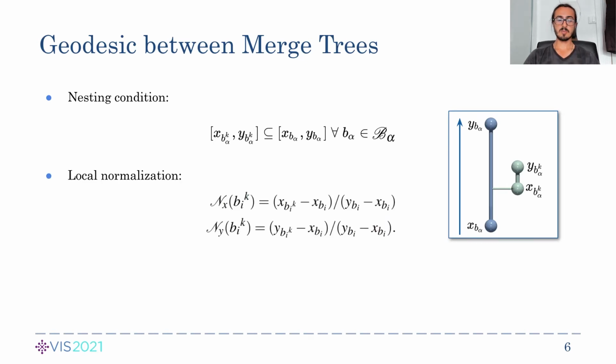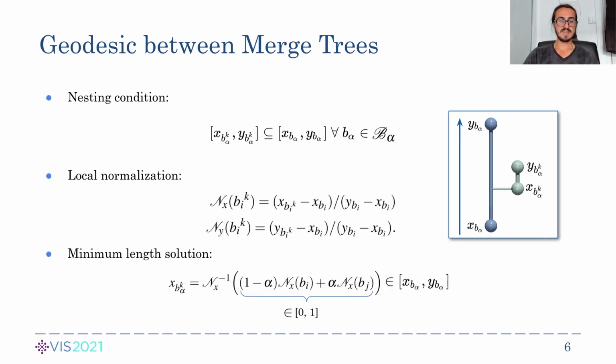To guarantee that an interpolating merge tree will always respect this condition, we can use a local normalization. This is actually a min-max normalization, where we normalize the scalar values of a persistent pair to be between 0 and 1 using the scalar values of its parent. We can show that the solution to an interpolating pair in a geodesic is an interpolation between the normalized matched pairs, which is between 0 and 1, followed by the inverse normalization, which rescales the interval to the one of its parent, hence guaranteeing the nesting condition.